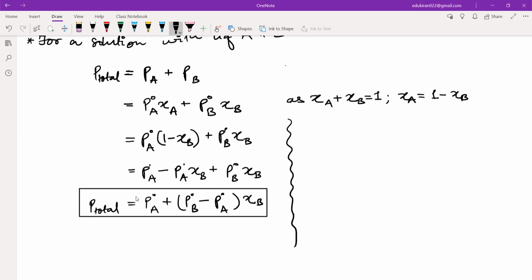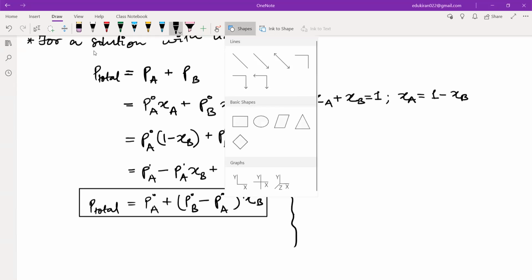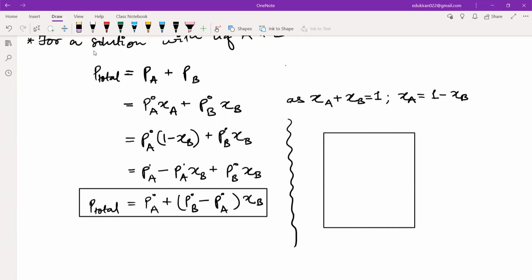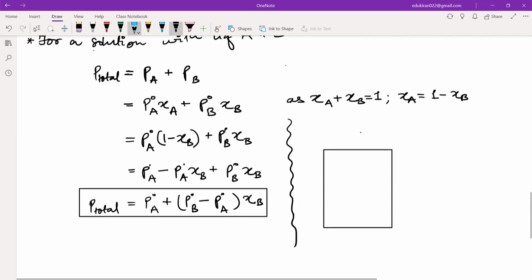Now listen very carefully. Why is this statement very important? Why is this equation very important? Let us suppose that you have been given a container. This container contains two liquids.